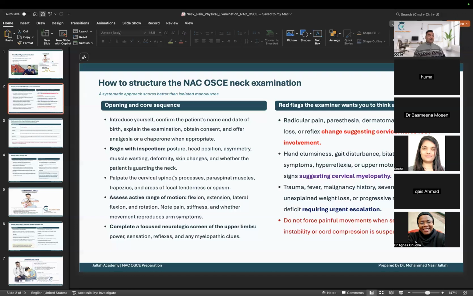Then you go for the focal or focused inspection. For the focused inspection, we cover scars, swelling, erythema, edema, atrophy, asymmetry, deformity, skin change, surgery signs, and so on and so forth. Palpate. Then, before you palpate, you check for the temperature.